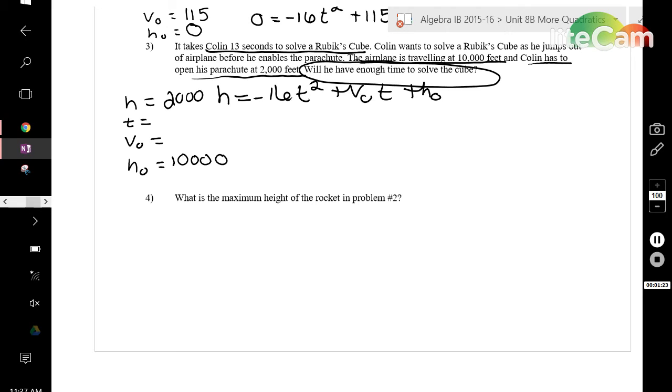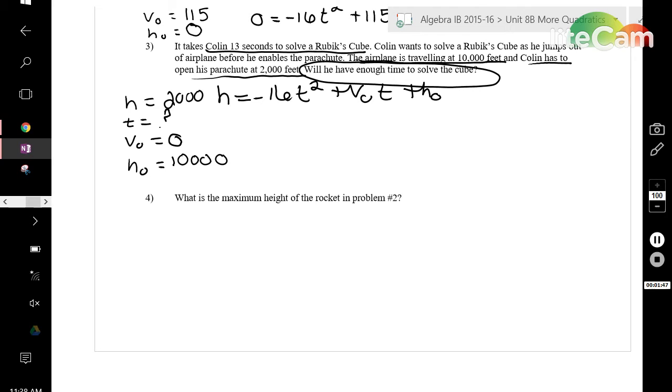Now, I do not have a velocity, and the reason I don't have a velocity is because he is just jumping out of an airplane. It did not tell us at what rate. It sounds like he is just going right off. So the velocity is 0. If they don't give it to me and it says he's going out of an airplane, the velocity is 0. We don't know the time. That's what we need to figure out.